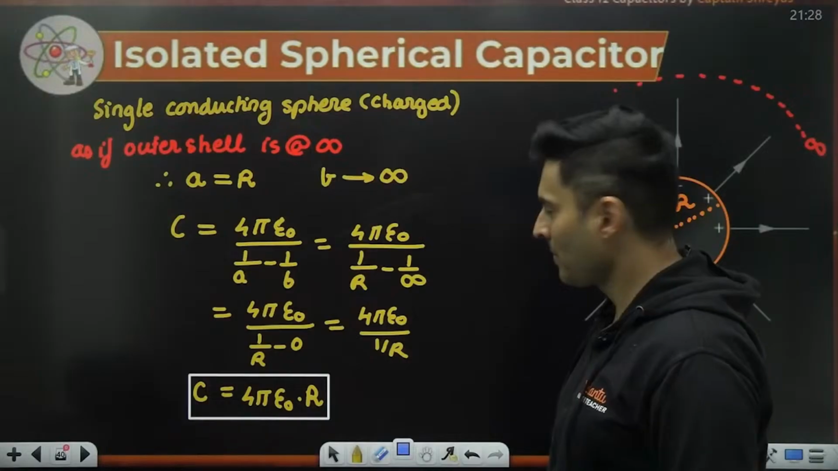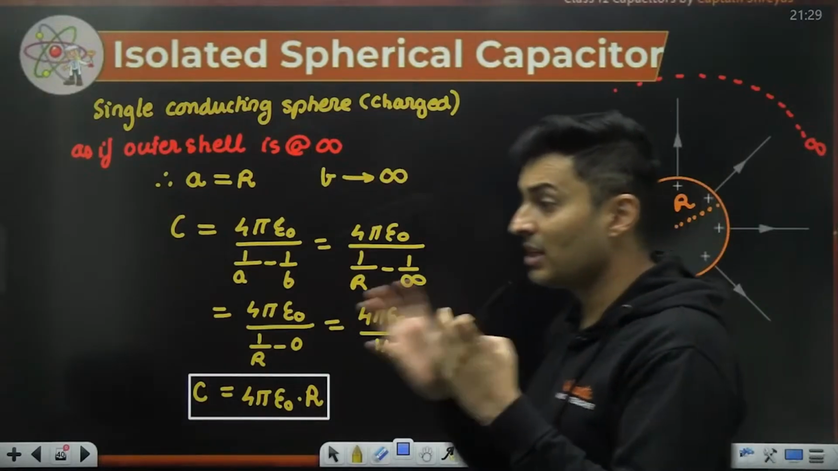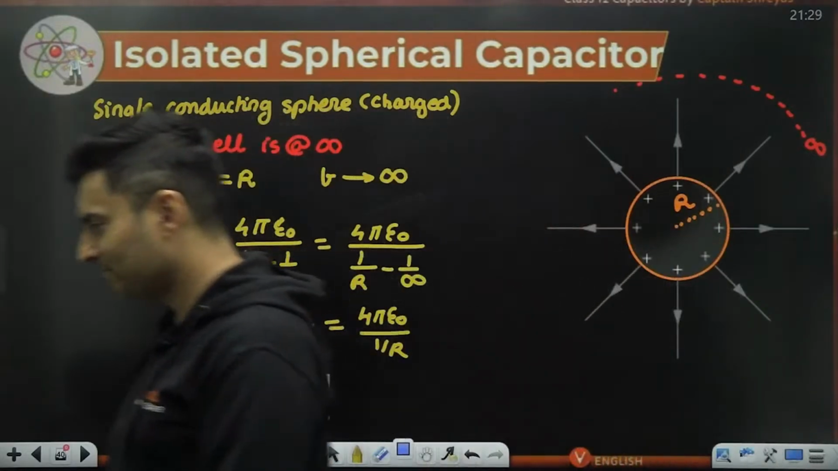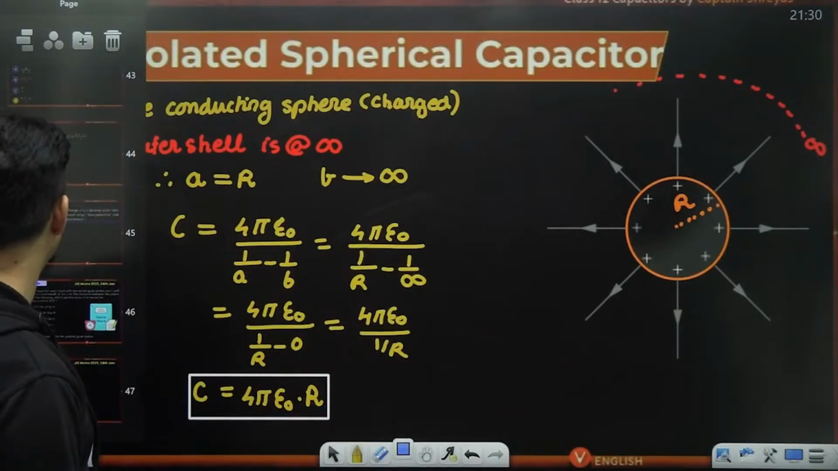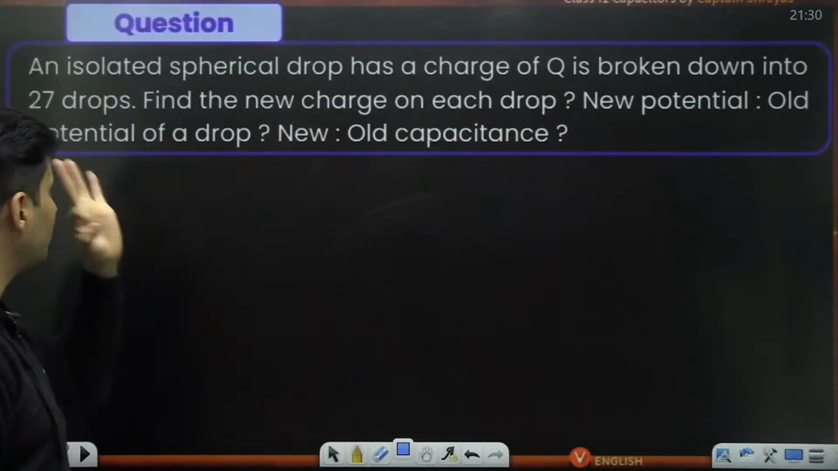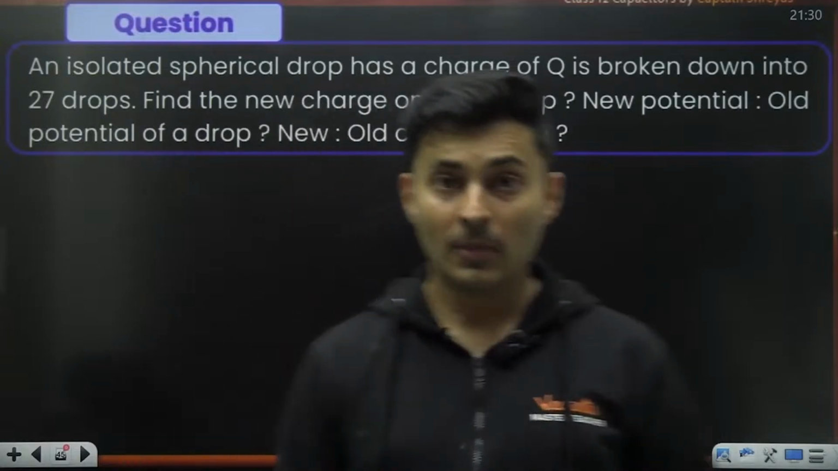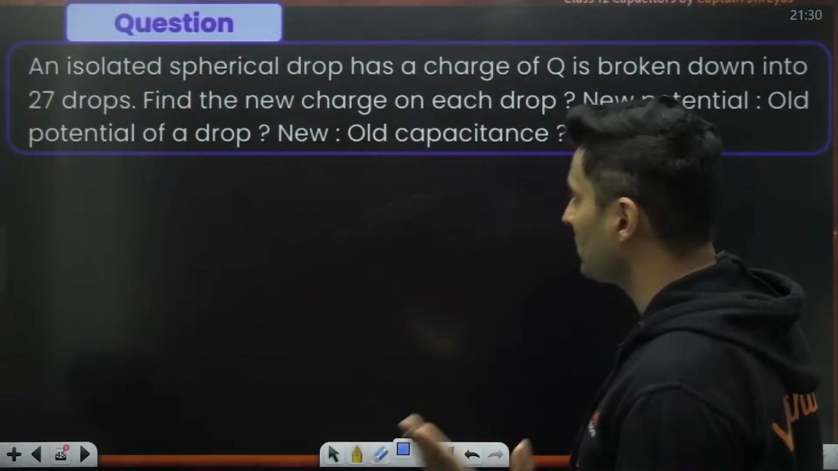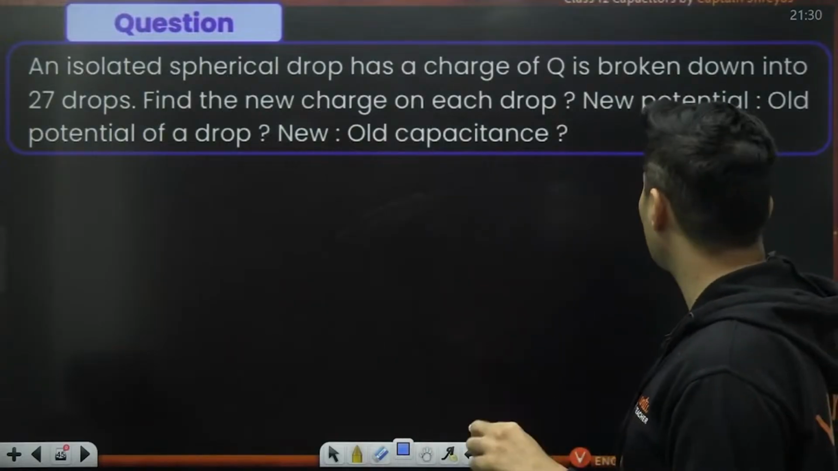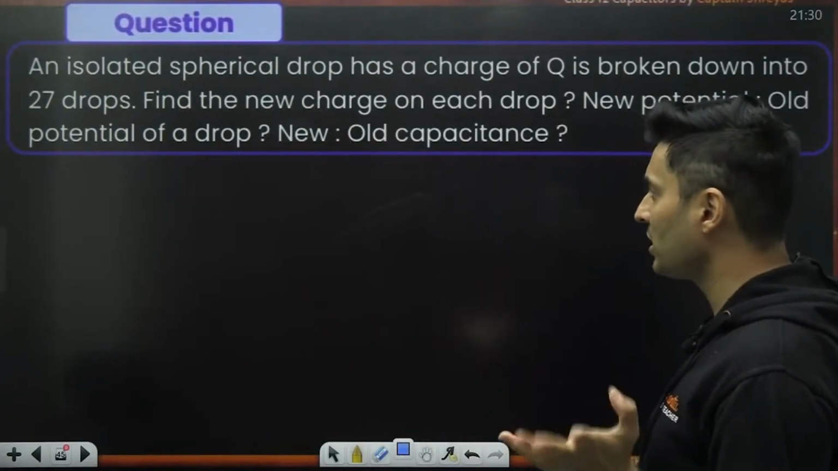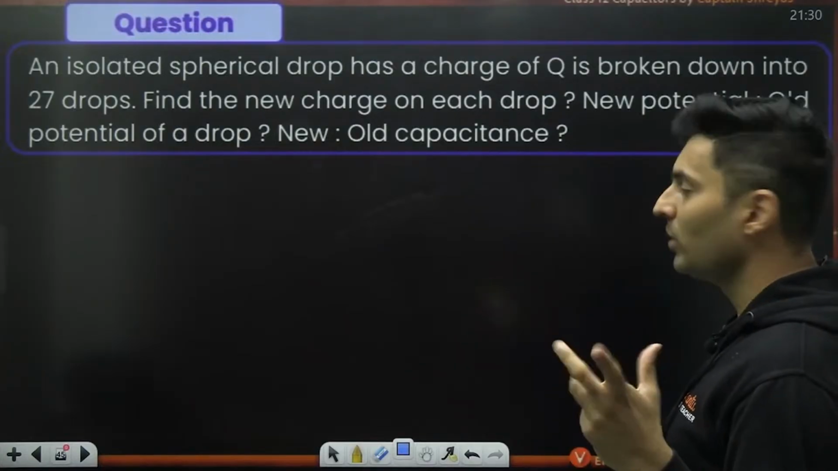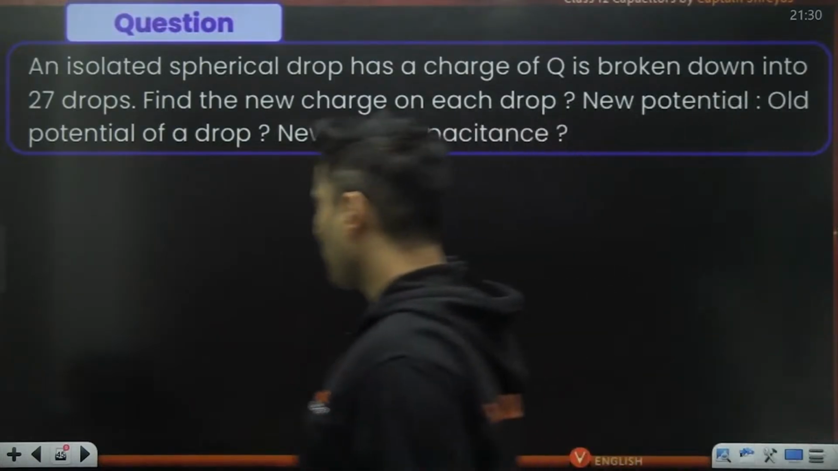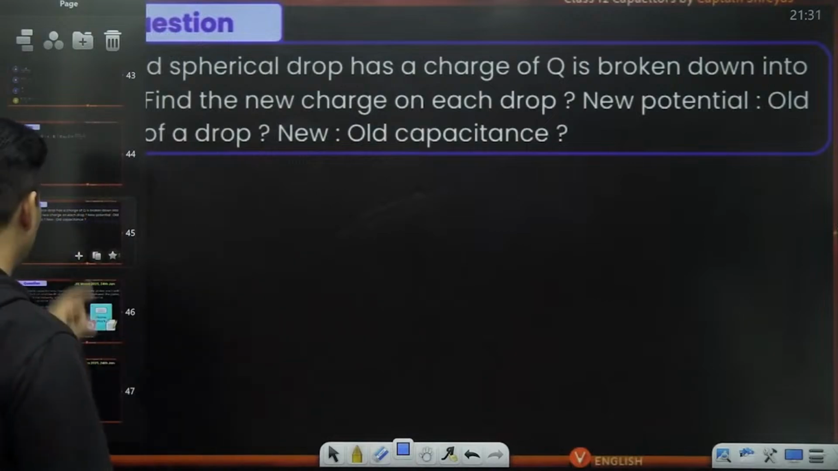What a nice thing. So a single charged sphere is also a capacitor. Let's solve a question on that. An isolated spherical drop is there and it has a charge Q. It is broken down into 27 drops. Find the new charge on each drop. The new potential to old potential ratio. The new to old capacitance ratio. Okay, let's try to figure this bit out.